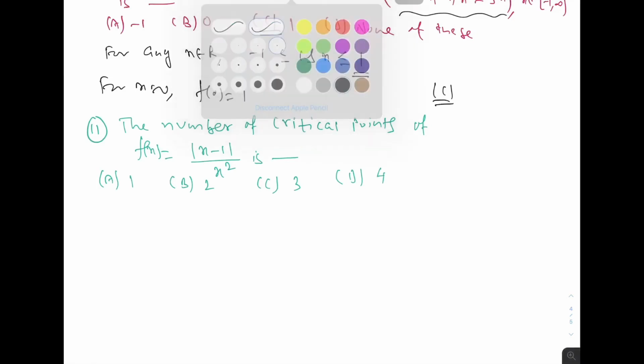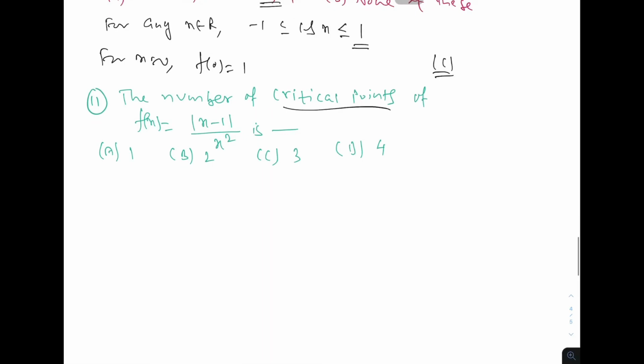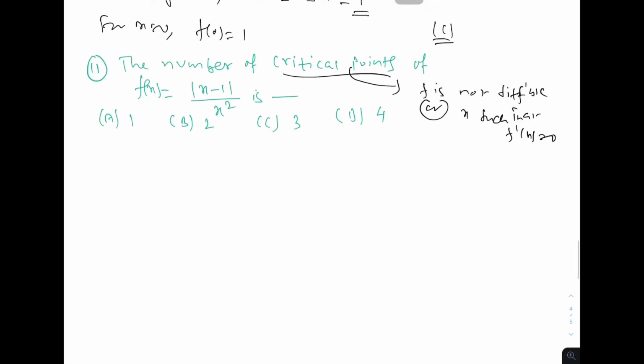Now what is the meaning of critical points? Critical points means the points where f is not differentiable, or x such that f dash x is 0. So critical points are the points where its first derivative is 0, or the points where the function is not differentiable.